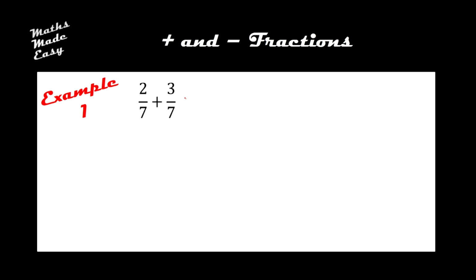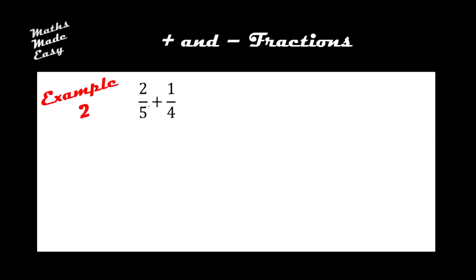When the denominator is the same, all you have to do to add the fractions together is add together the two numerators. So 2 add 3 gives you 5, and 7 on the bottom, the denominator, stays the same. So 2 sevenths plus 3 sevenths is 5 sevenths.